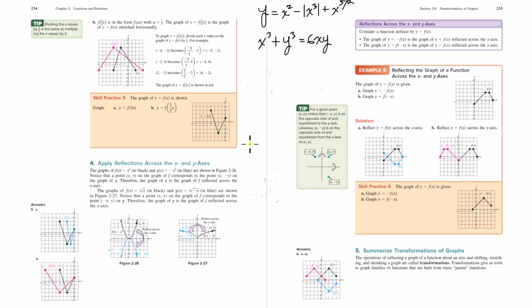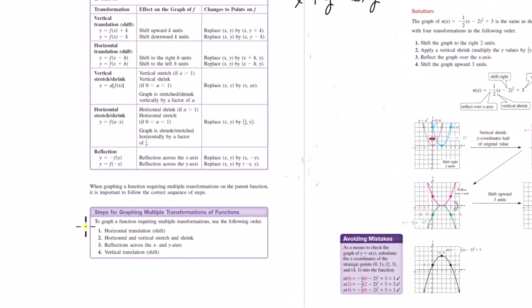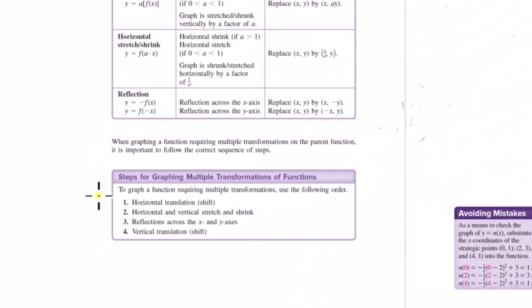If you don't do it in a certain order, it's not going to work like you're expecting it to. Okay, if we take a look here, if you're starting with a basic function or relation and you want to modify that equation to have some overall transformations, you want to do it in this order from 1 to 4. You want to do the horizontal shifts first, then the horizontal and vertical stretches and shrinks, then reflections across the x and y axis, then the vertical shifts. You want to do it in this order.